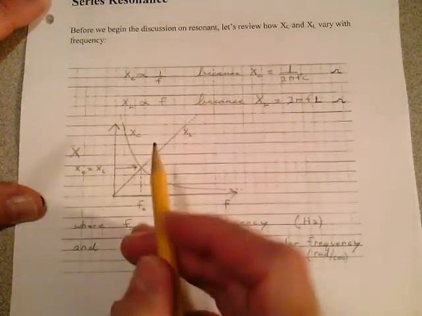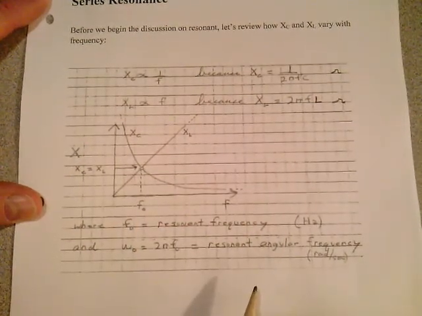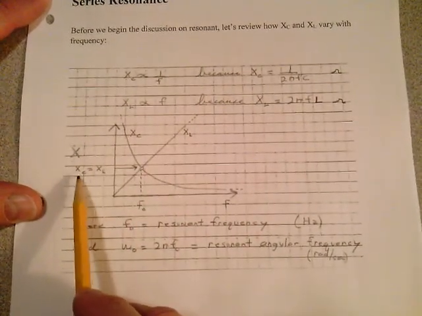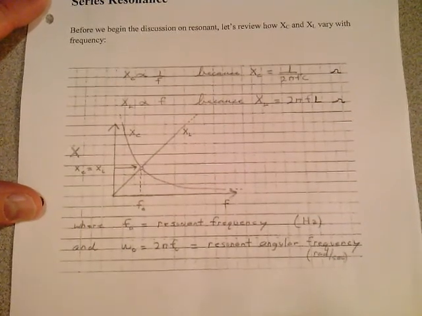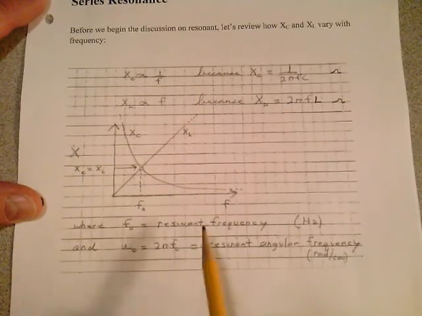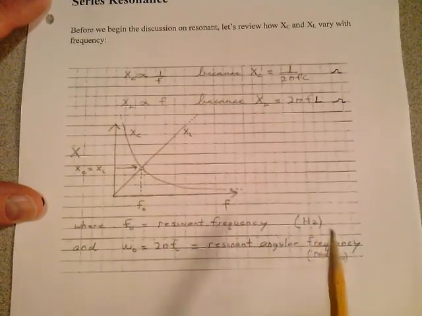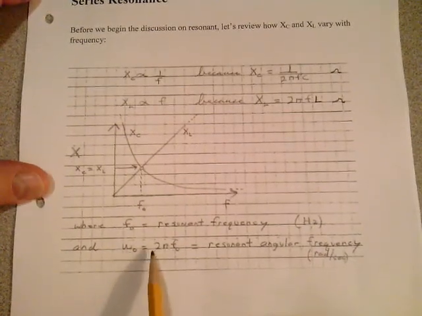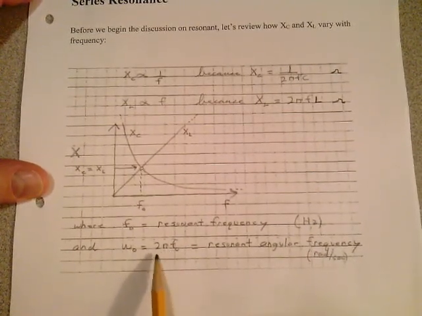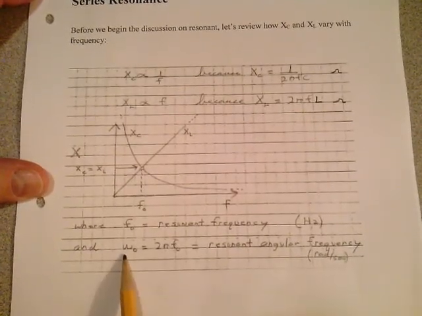The point at which they're equal in a particular circuit, the point at which x sub c is equal to x sub l, is a very important frequency, f sub 0, and it's referred to as a resonant frequency, and it's in hertz. And we know that omega 0 is equal to 2 pi f, so omega 0 is defined as the resonant angular frequency in radians per second.